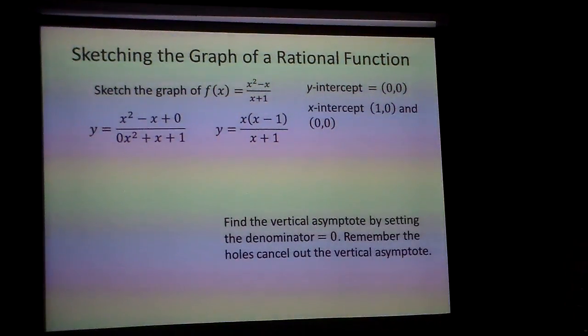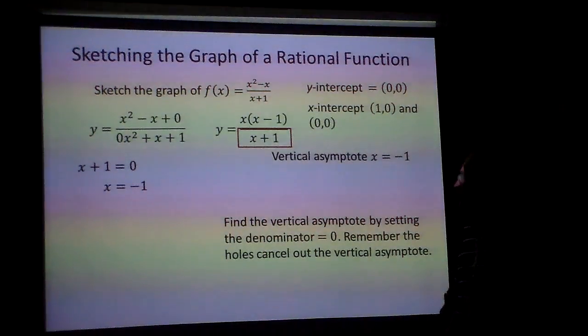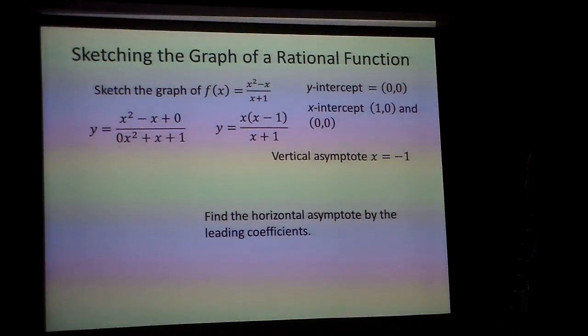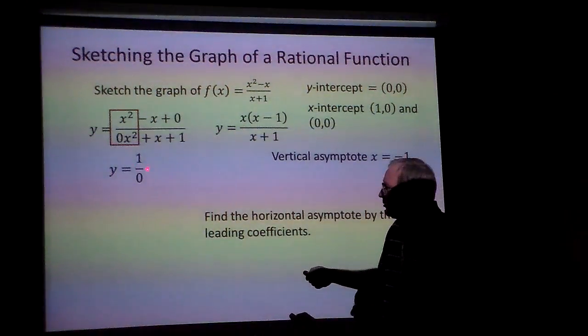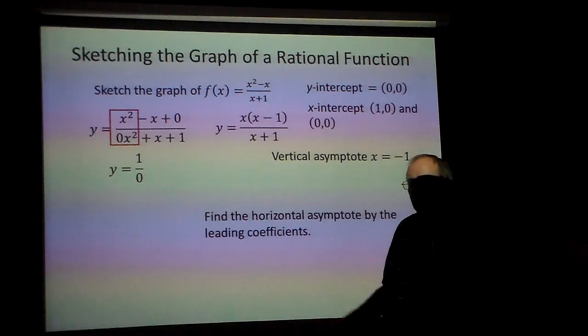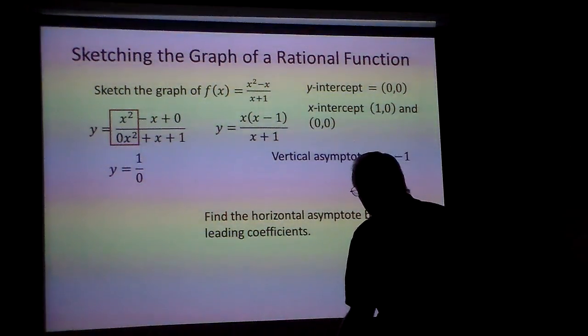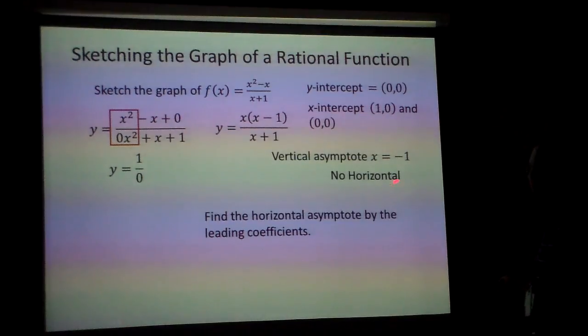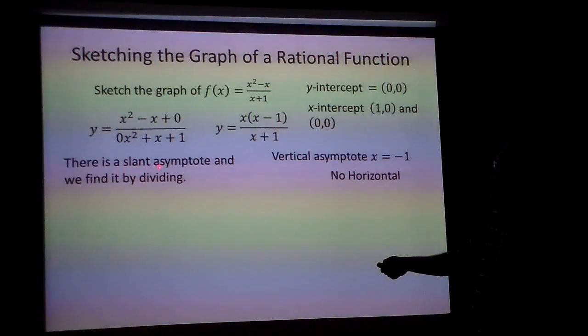Next let's find the vertical asymptote by setting the denominator equal to 0, which means I have a vertical asymptote at x equals negative 1. Now let's find the horizontal asymptote. By the leading coefficients. Wait a minute. Whoa, Nelly, Coach Stoney. We can't do that. You can't divide by 0. So there is no horizontal asymptote. No horizontal. Whoa! How am I going to do this? Well, this one has something unique called a slant asymptote, and we find it by dividing.